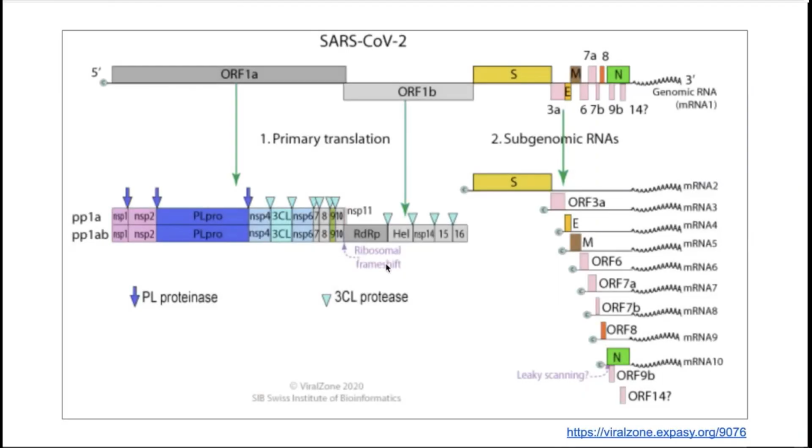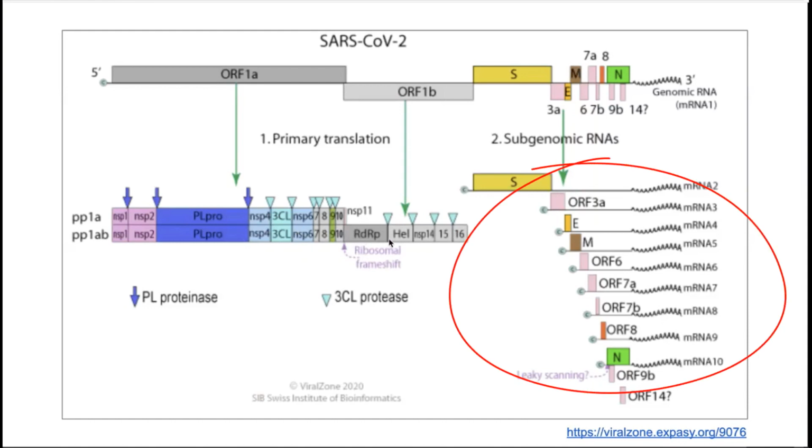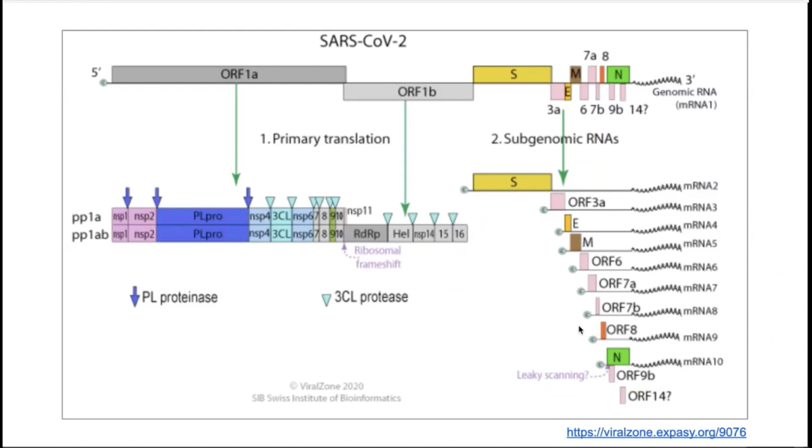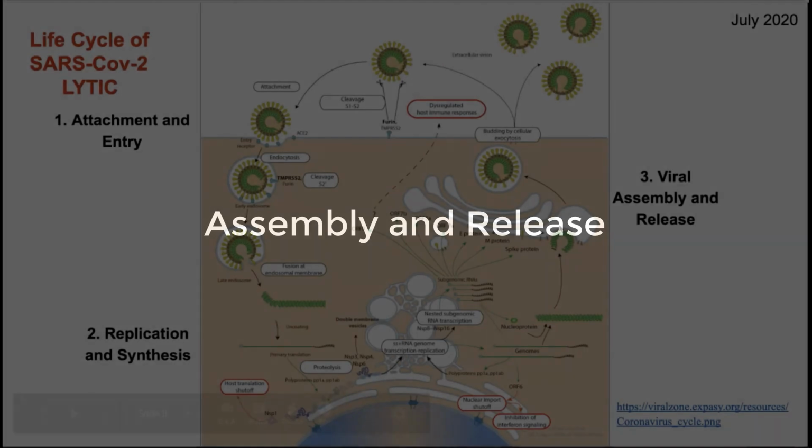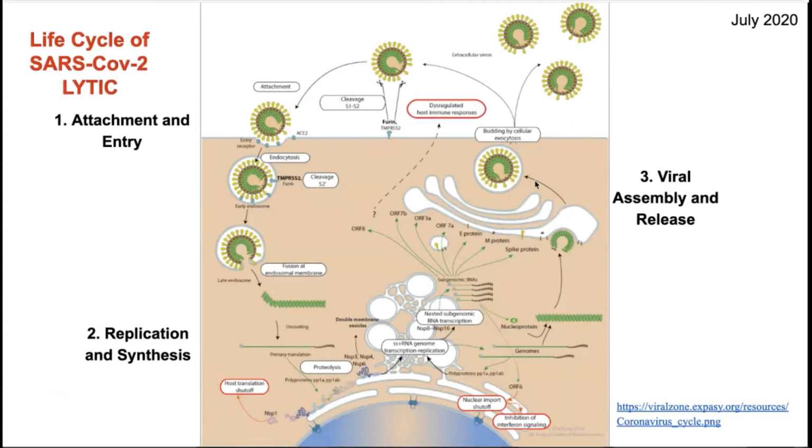Once the RDRP is made, now it can go and start making these small RNAs that are needed for making these proteins, spike proteins, the envelope, the membrane, and the nucleocapsid. These proteins that are made along with the RNA will be transported to the Golgi, where they are going to be modified, glycosylated. They will be packaged with the new RNA that is being produced from the full-length RNA, and they will be made into viral particles, and they will exit the cell through exocytosis.